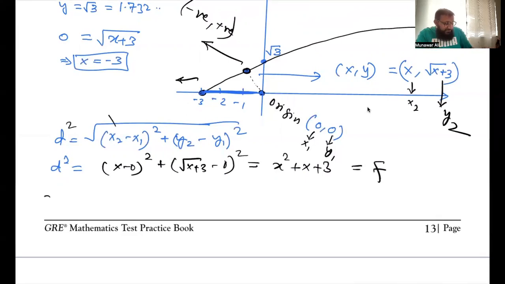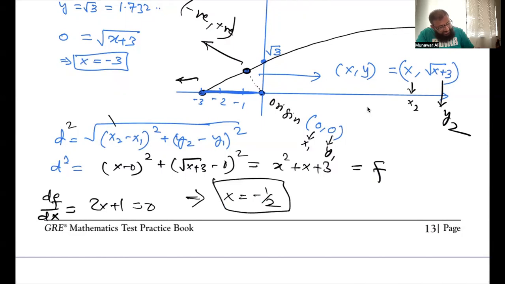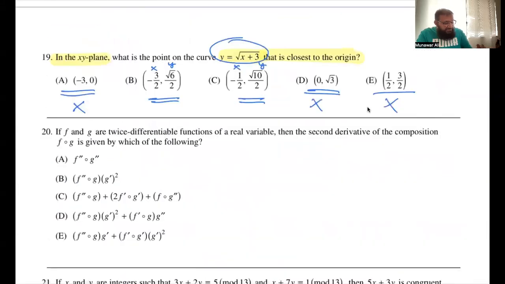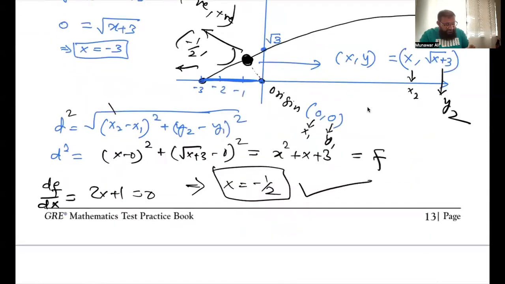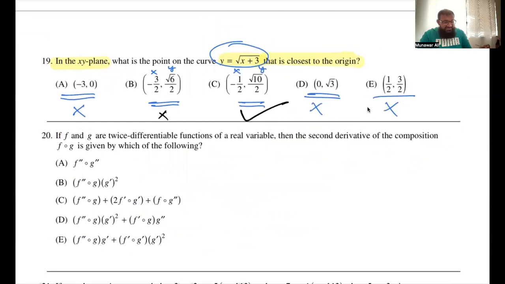You know very well for minimum, I need to differentiate this. So the derivative is 2x plus 1, and set this equal to 0. It implies x is equal to negative half. So here the value of x should be negative half and the value of y you just put in the function. You are done. So out of these two options, our correct option is C, not B. So the value of x is negative half as you saw. So the correct option is C.